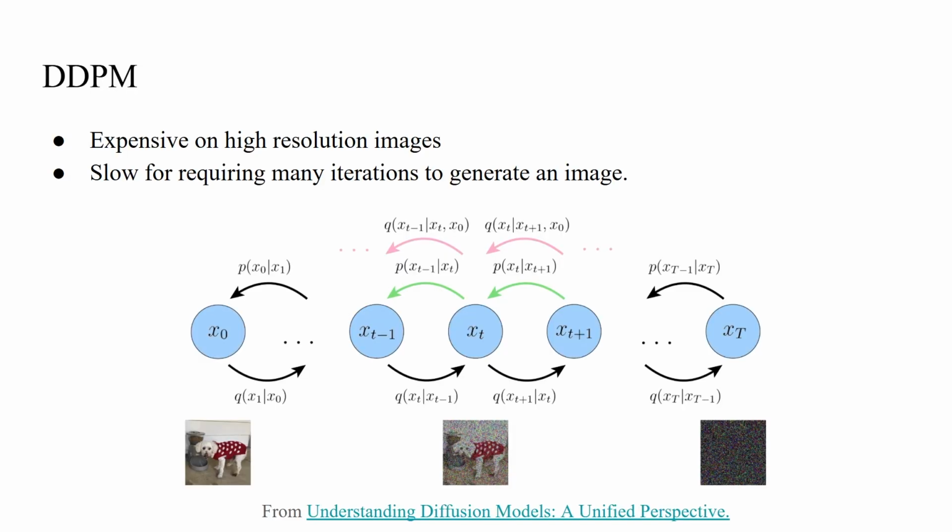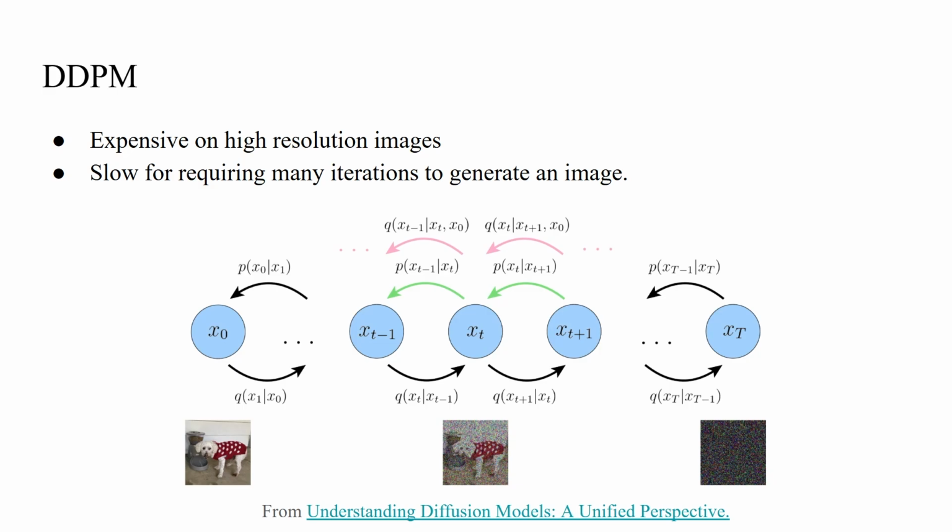First, let us briefly review DDPM. DDPM is powerful, but it has two main problems. The first problem is that it is expensive when we apply it to high-resolution images. This is because the diffusion model works directly in image space, so the model has to process many pixels. The second problem is that DDPM is slow during inference. It usually needs many denoising iterations to generate one image. So even though DDPM can generate high-quality images, the cost becomes large when the image resolution increases.